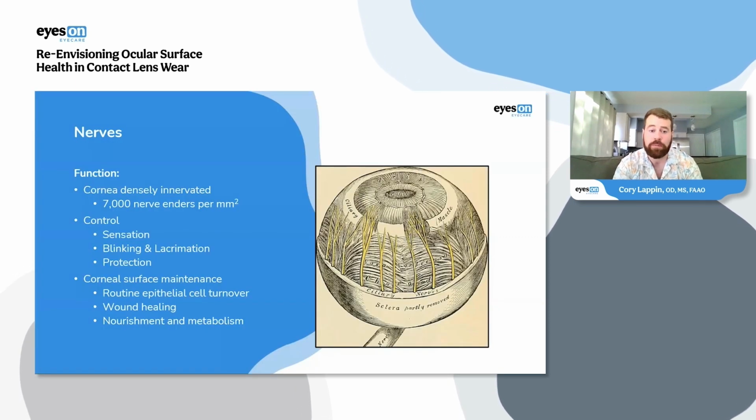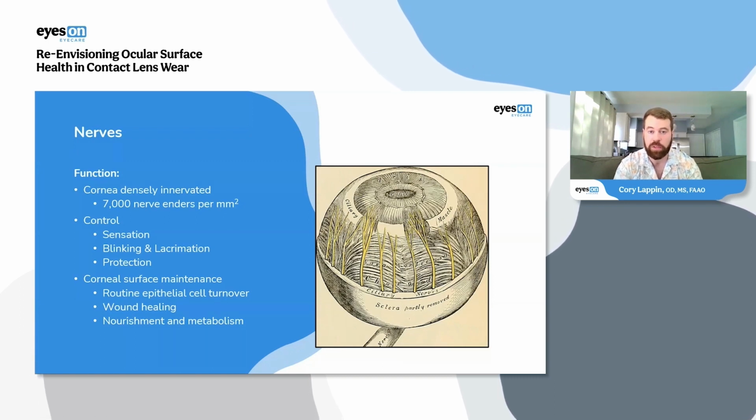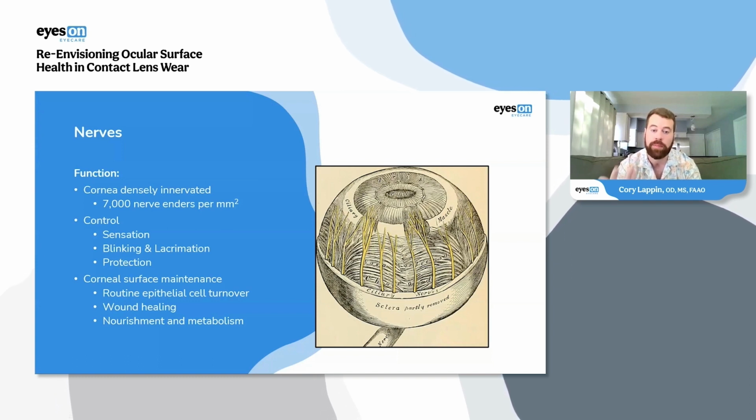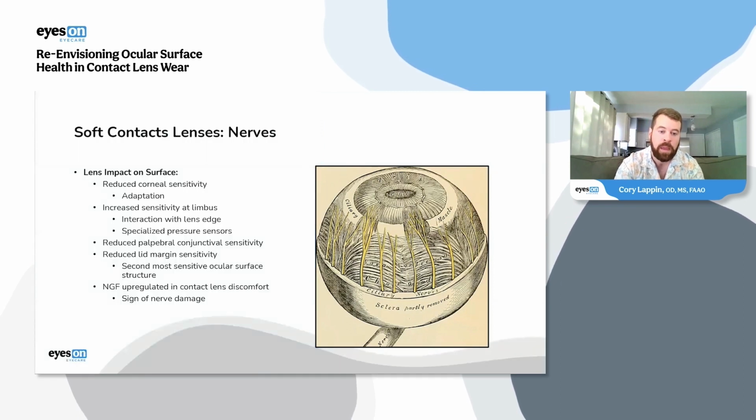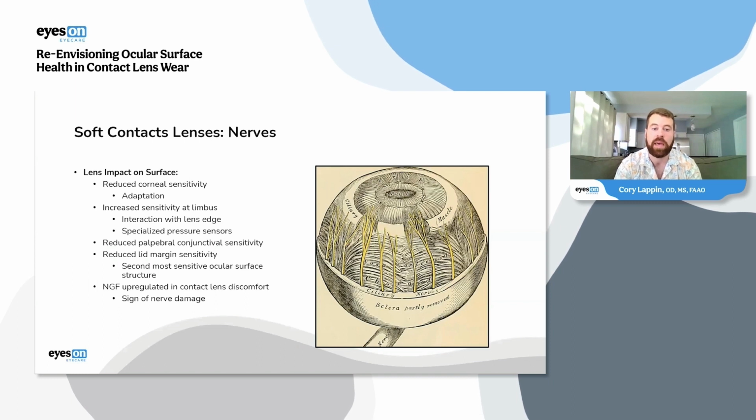And then we have the corneal nerves, which are probably the most underappreciated player of the ocular surface. The cornea is the most densely innervated structure in the body, and for good reason, because it controls things like sensation, blinking and lacrimation, and protects the eye through reflex blinking. It also helps with surface maintenance through routine epithelial cell turnover, wound healing, and providing nourishment and metabolism. And contact lens wear has been shown to alter the function of the corneal nerves as well.